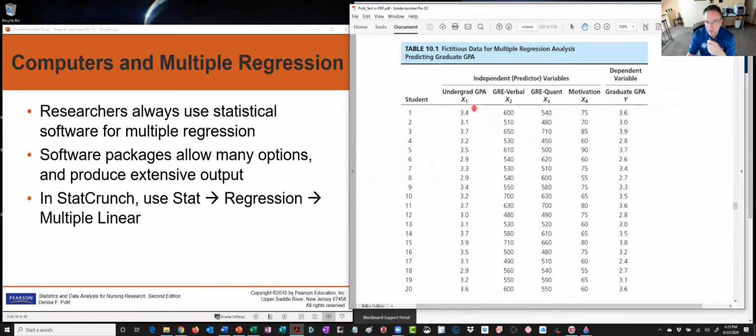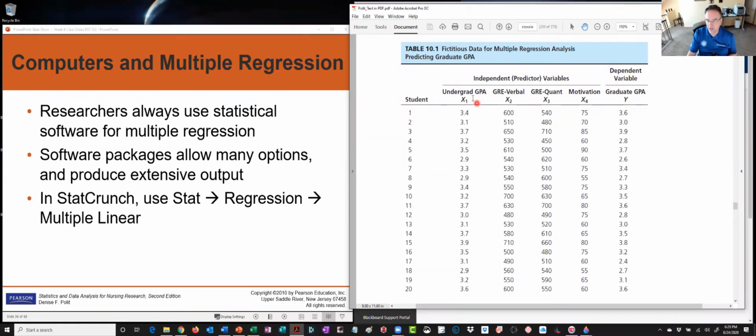So this is table 10.1. This is multiple variables, right? Here's all of our independent variables, all of our x's. We're trying to predict the graduate GPA someone has in graduate school. We've got several predictors, not just one.